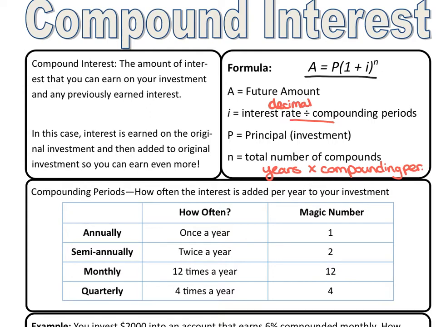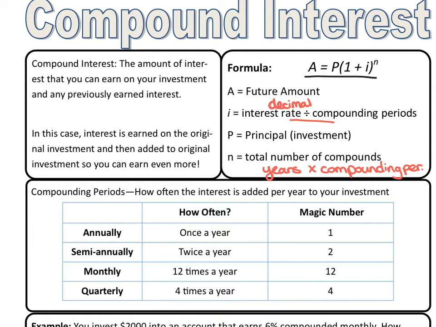So we've got the formula. There's one other thing that we need to go over. I just quickly want to talk about compounding periods. Compounding periods is how often your interest is calculated and added on. So it depends on the investment as to what you're going to do with it.